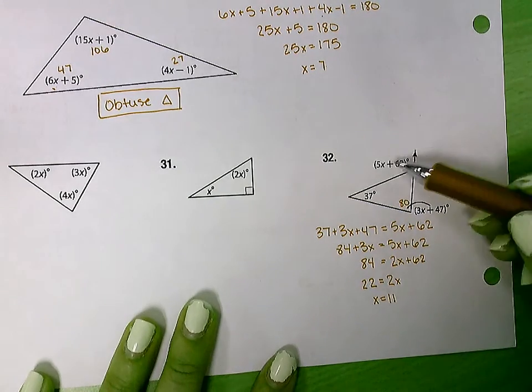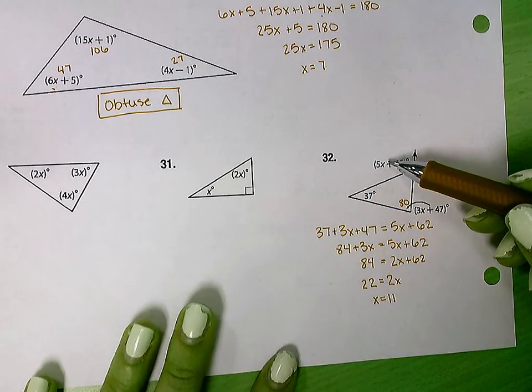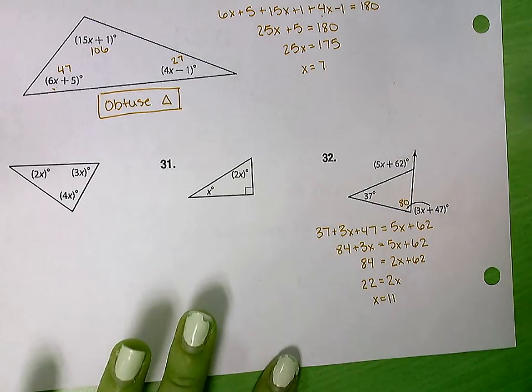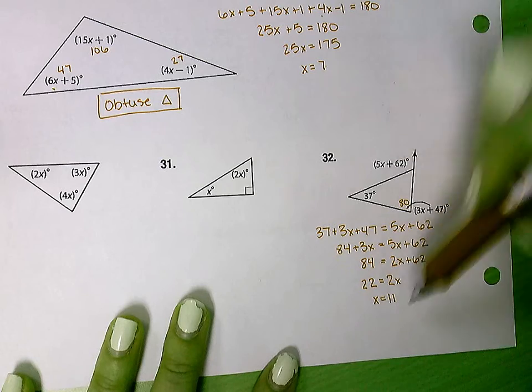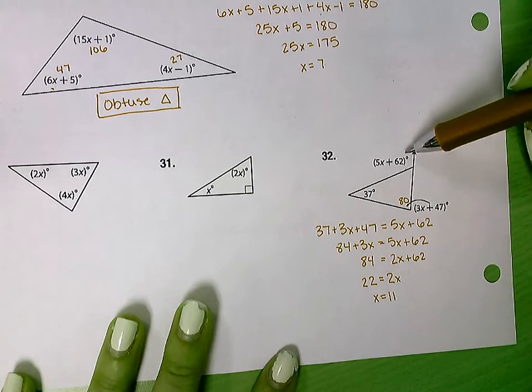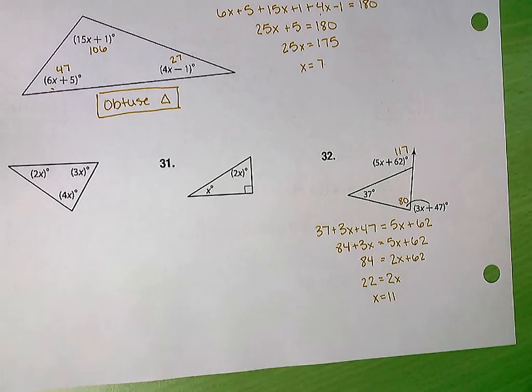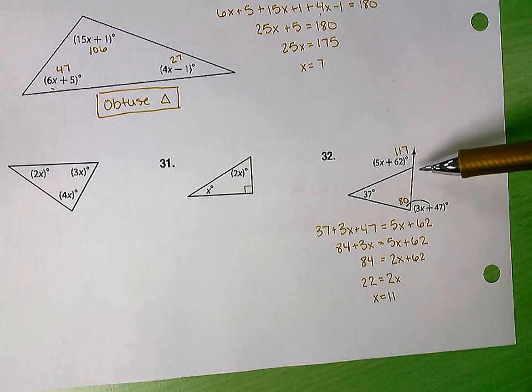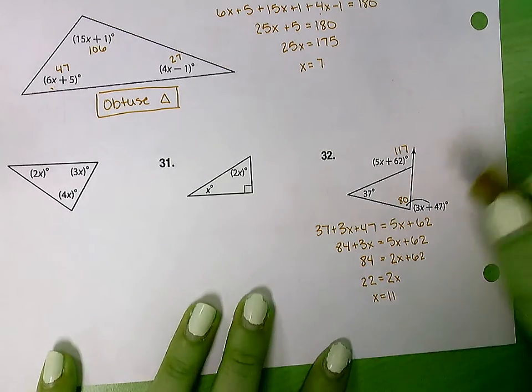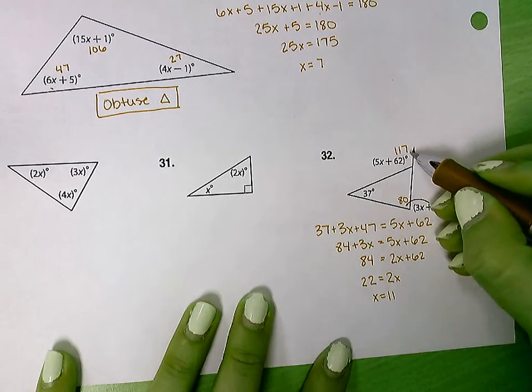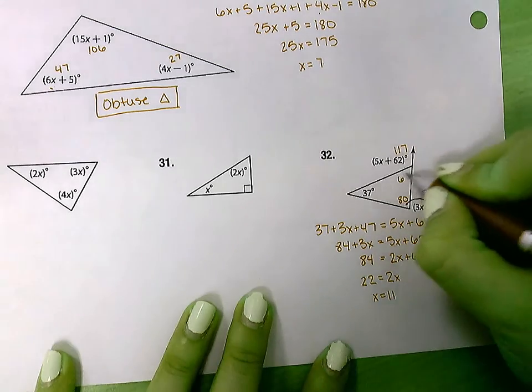I'm going to plug 11 in for x here. Okay, I don't need to do it this way, but that's the way I'm going to do it. So I have 5 times 11 is 55, plus 62 is 117. Now that's your exterior angle. You need this interior angle to classify. So you're going to take 180 minus 117, and it is 63.